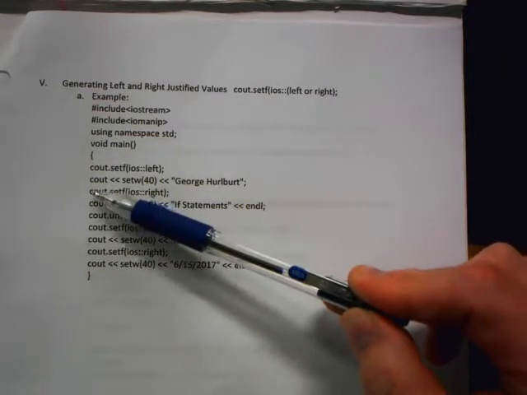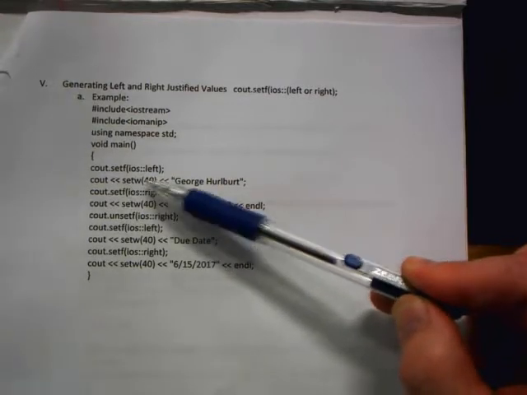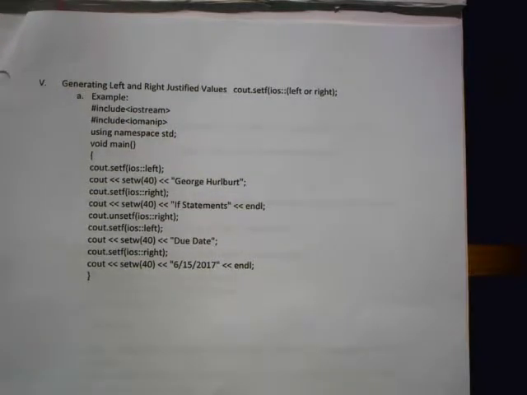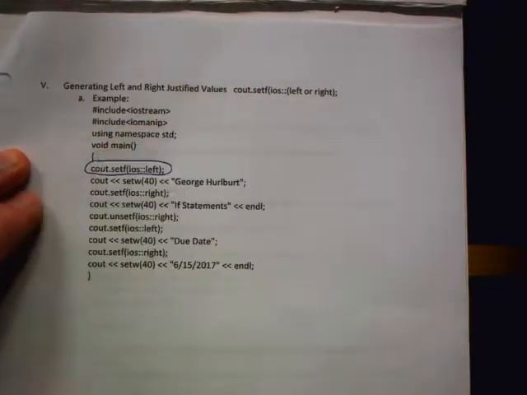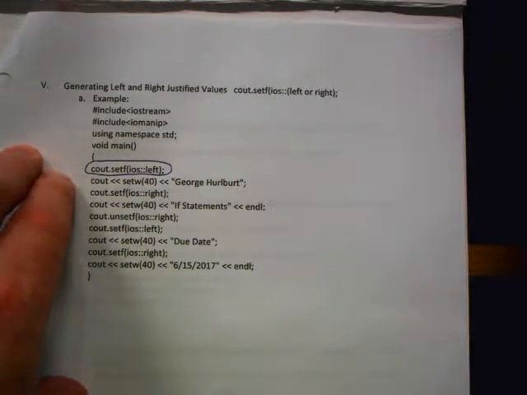So what would this command do if I gave cout setw(40) George Herbert? What would that print? Correct. Does that apply to all of the following statements, or just this next cout statement? This one right here applies to every cout statement from now on until you tell it I no longer want to left justify. So this one goes forever.